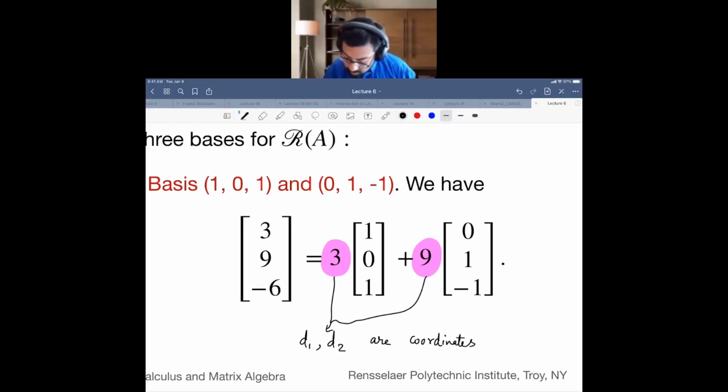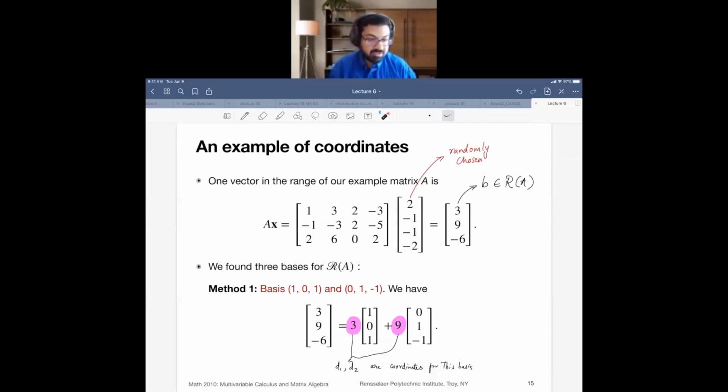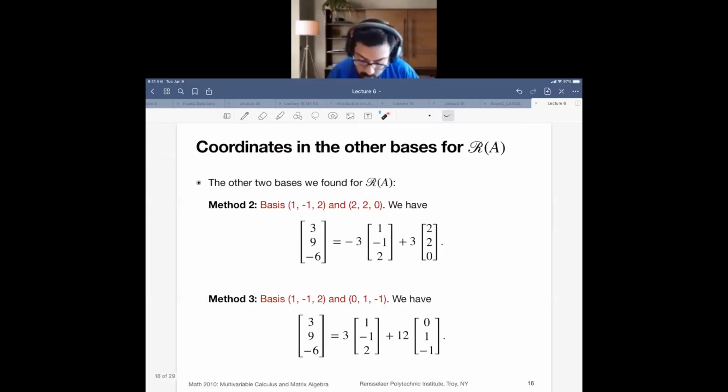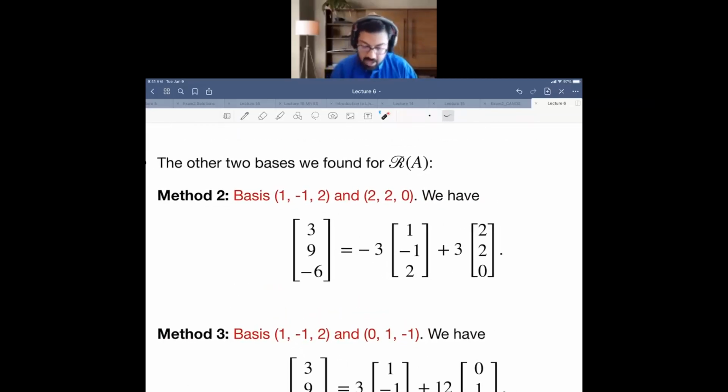Coordinates for this basis, right? It's going to be a different one for the different basis. Let's see. Similarly, if you took the other two methods, our second method, which was a subset of the columns of A, we are trying to reach the same B here, which belongs to the range of A. Our basis vectors were this and this. Again, because of this 0, you know that they are going to be linearly independent. Can you find the constants? Can you find the scalars?